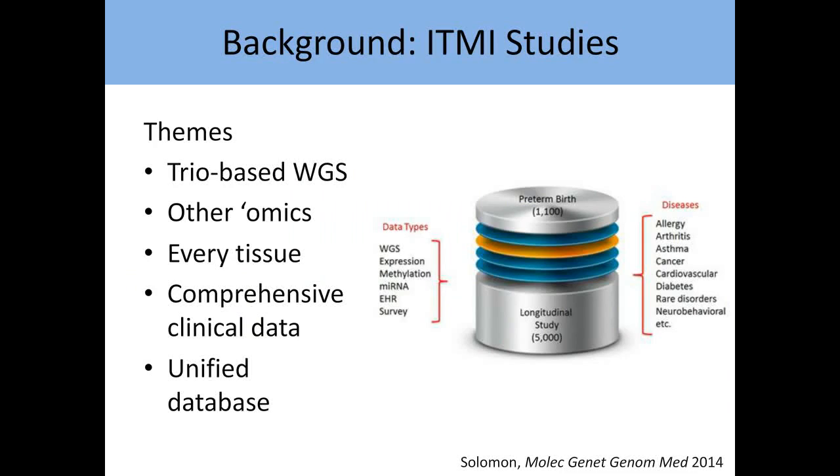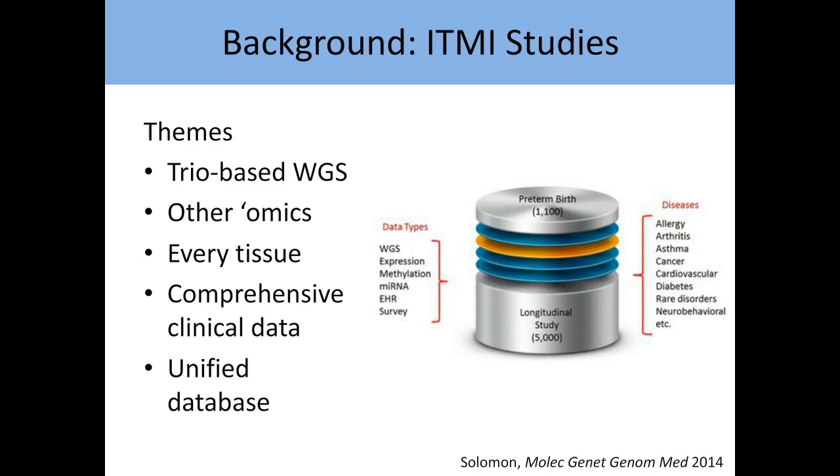So I'm going to start going into some of the details about our studies now. Our studies revolve around a number of themes. They involve trio-based whole genome sequencing, meaning we always get sequence from mom, dad, and baby in a significant proportion. We also get sequence and participation from other family members, such as aunts and uncles, grandparents, other siblings, and so on.